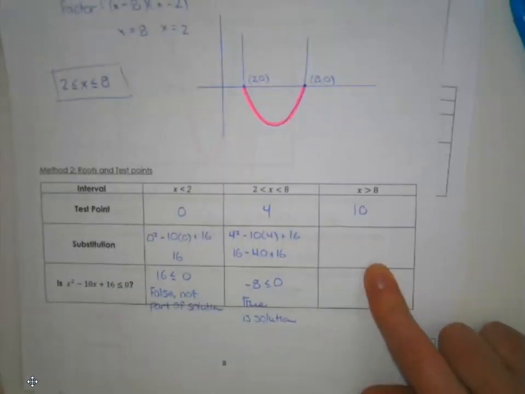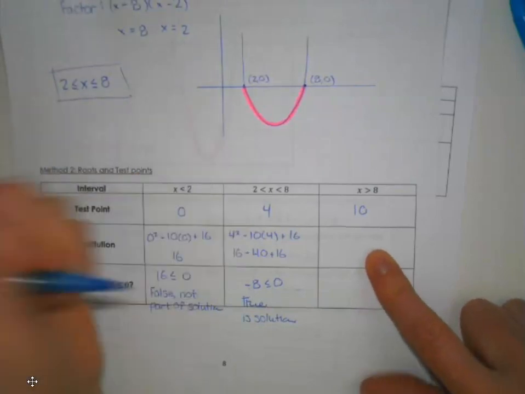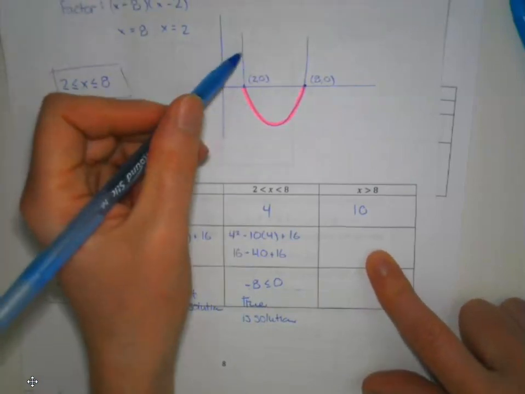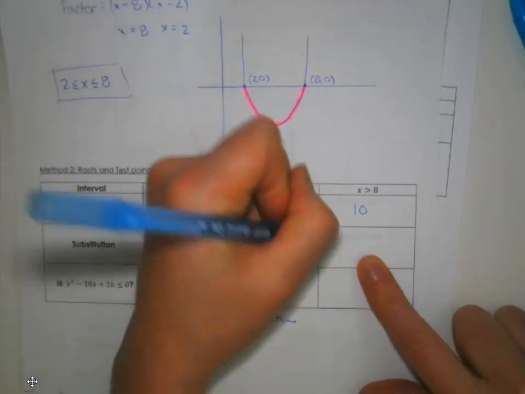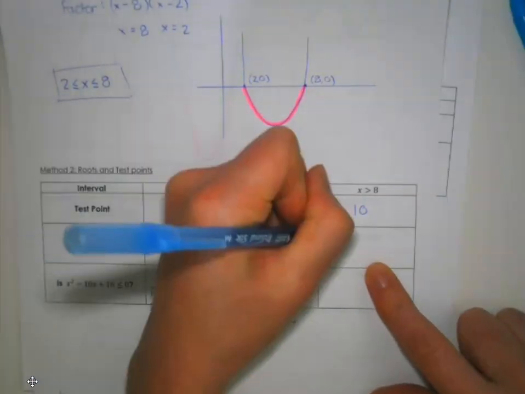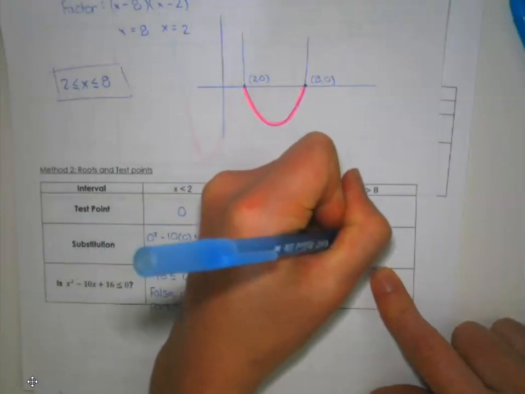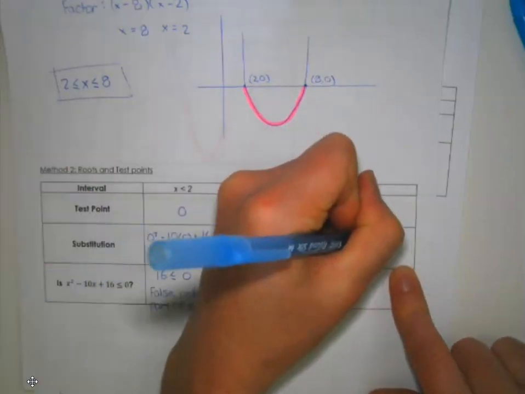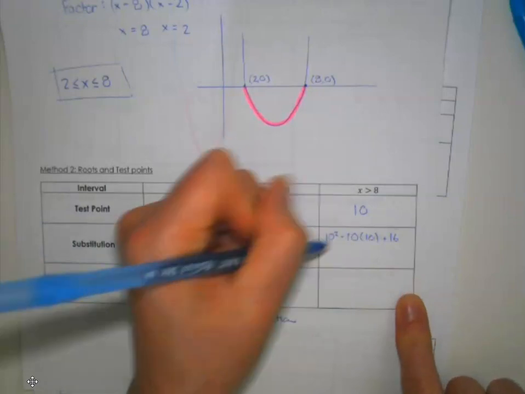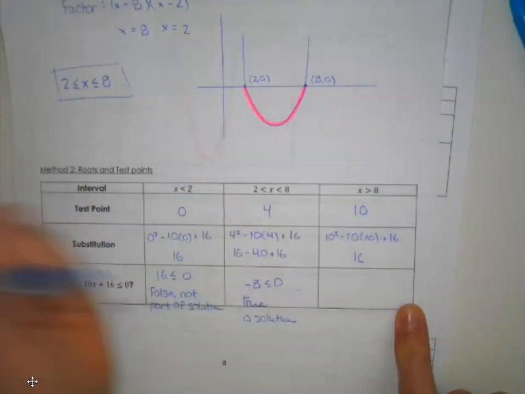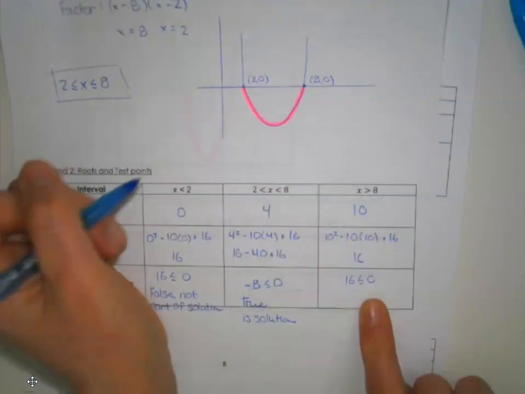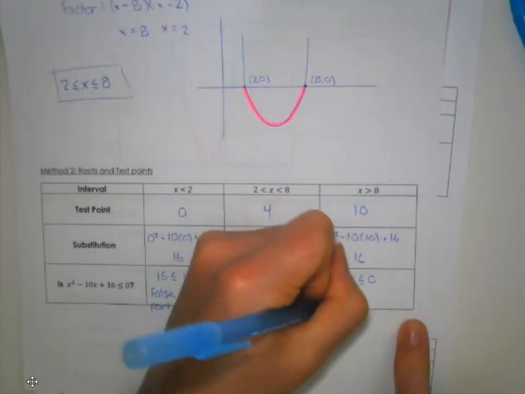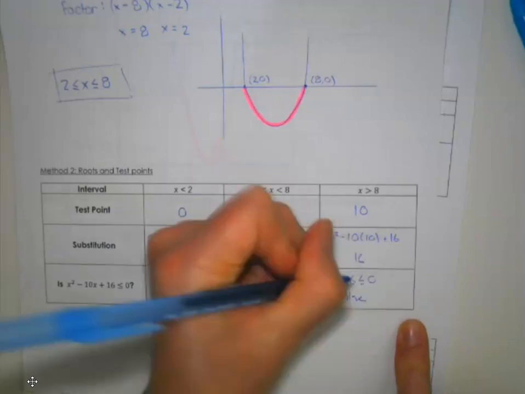And then for our last one, 10, usually once you've gone this far, you kind of know, because it's usually either these two or this part that are going to be part of the solution, but we can quickly plug it in. So 10 squared minus 10 times 10 plus 16 gives us 100 minus 100, which is 0, plus 16 is 16. And just like before, 16 less than or equal to 0 is false, so not part of the solution.